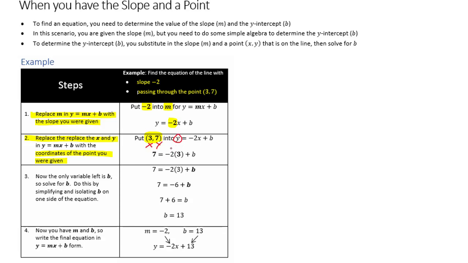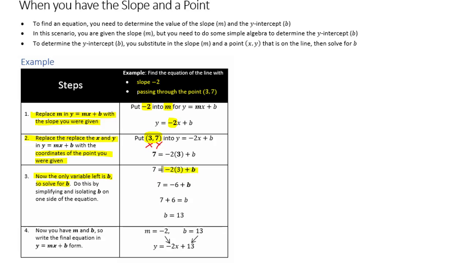So I replace the y with 7. I replace the x with 3. All right, now once you've done that, the only thing left to solve for is b. Everything else is now a number. So now that the only variable left to solve for is b, you do this by isolating b.